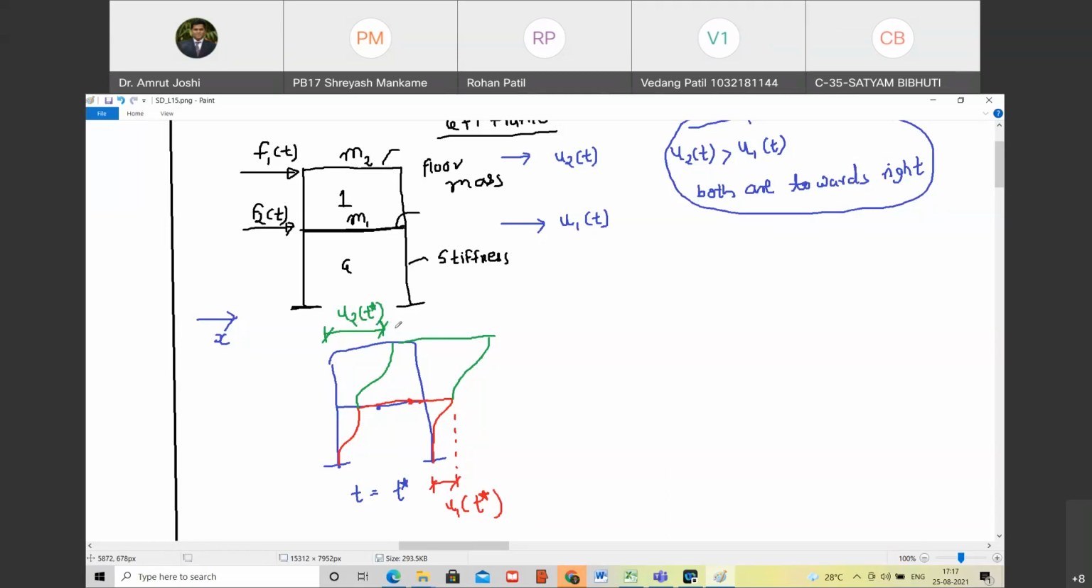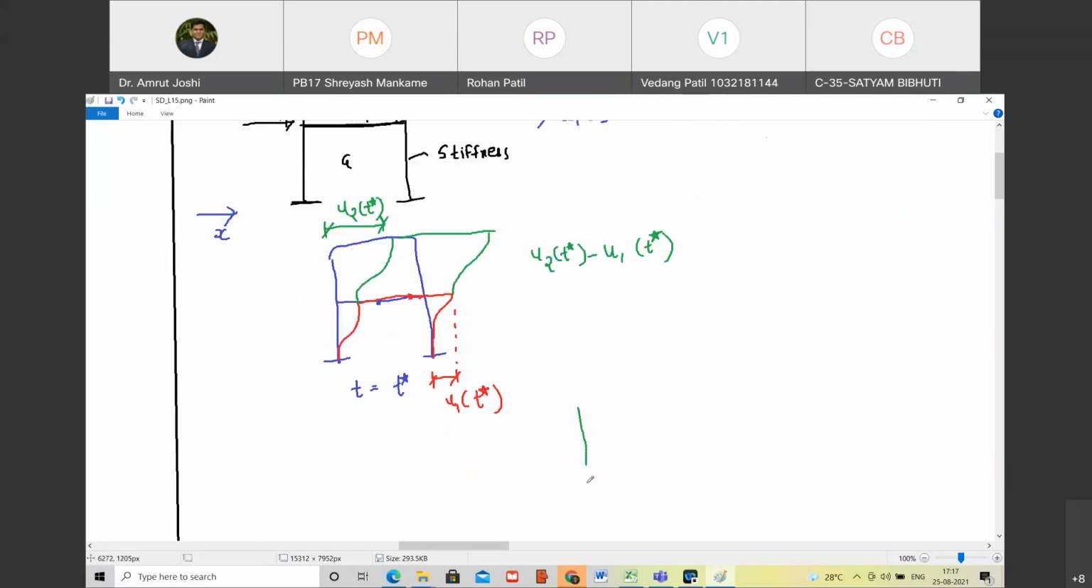Happy? Yes, sir. Now tell me, the stresses and strains in the columns of first story, they depend on what displacement? Which displacement? Can you answer me that? Of the first floor. No, they will depend upon the relative displacement of the second story with reference to the first story. That means the stresses and strains in this column are going to be functions of U2 of t star minus U1 of t star. How? I will prove it to you.